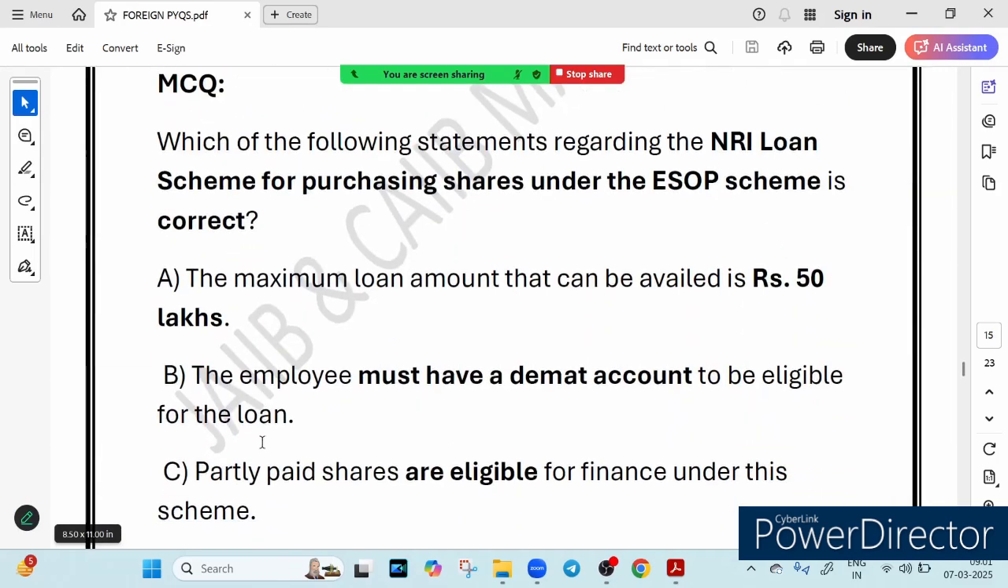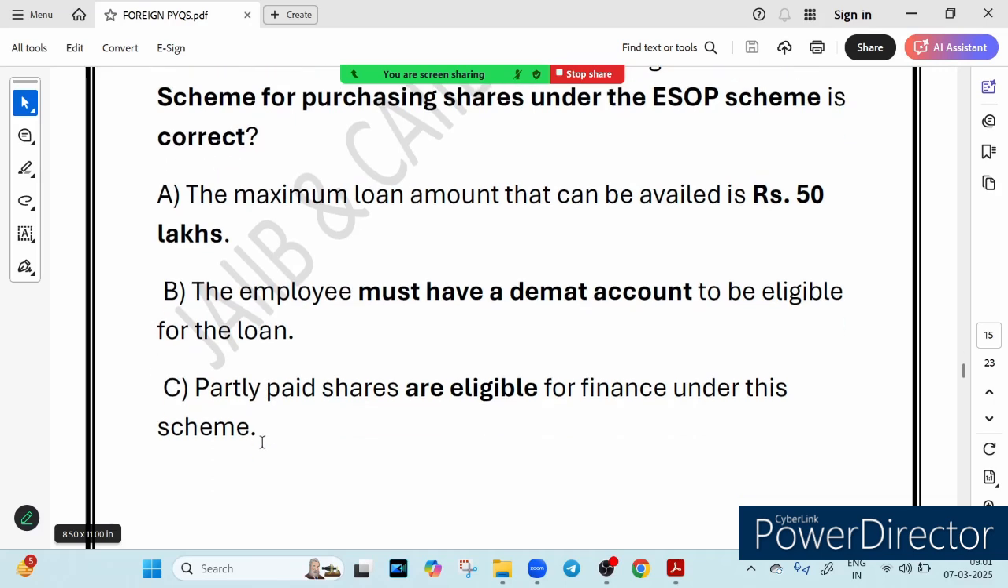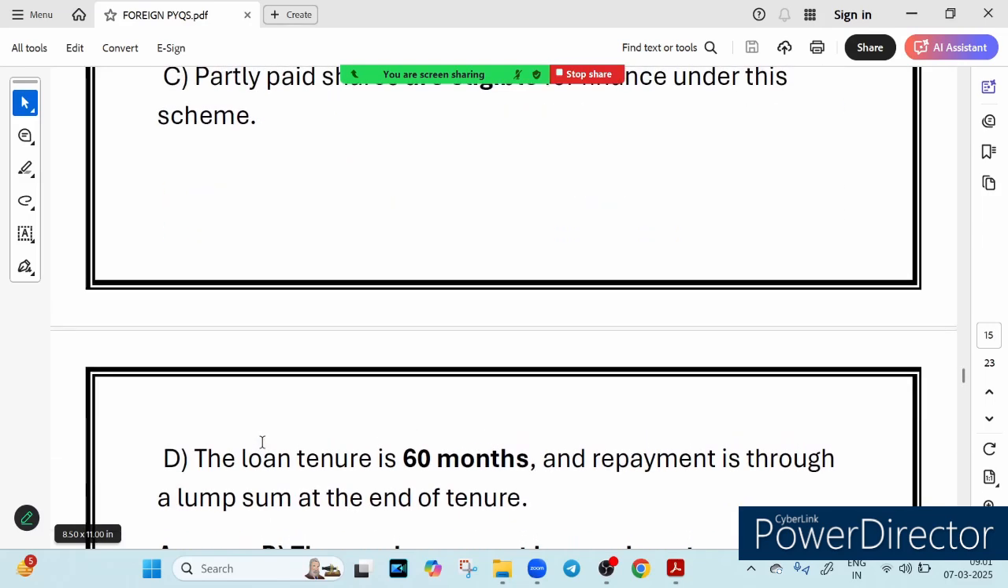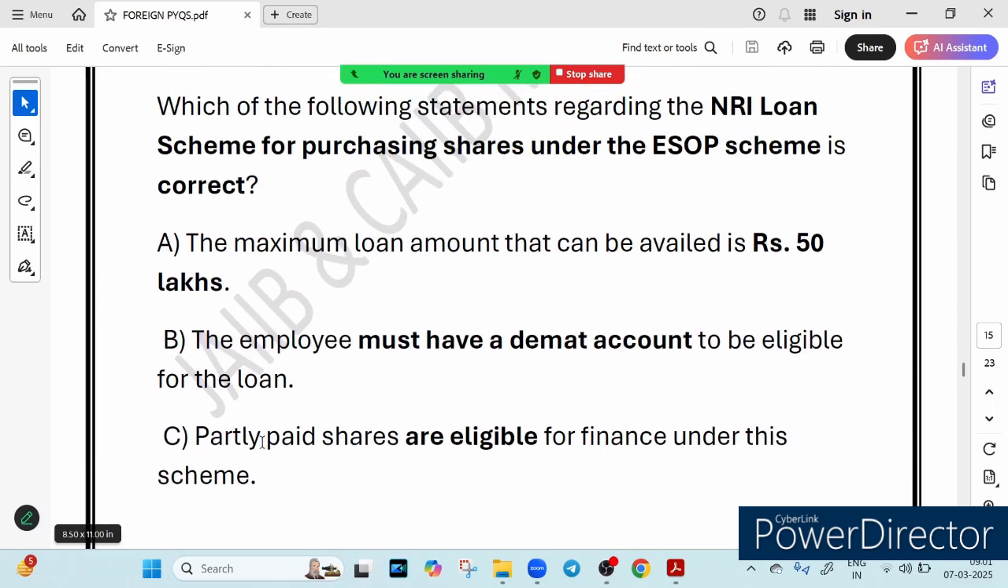The next question is, which of the following regarding the NRI loan scheme for purchasing shares under the ESOP scheme is correct? Correct is asked, remember it. Option A says the maximum loan amount that can be availed is 50 lakh. Option B, the employee must have a demat account to be eligible for the loan. Option C, partially paid shares are eligible for finance under this scheme. And option D, the loan tenure is 60 months and repayment is through a lump sum at the end of tenure. So which of the following statements regarding the NRI loan scheme for purchasing shares under the ESOP is correct? This is the question, right?